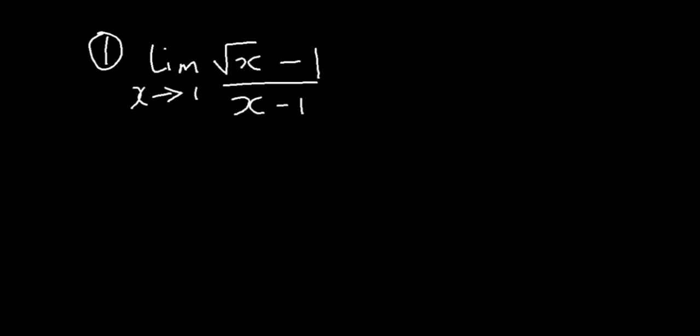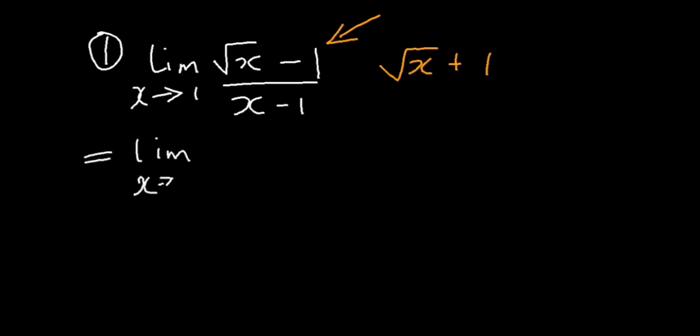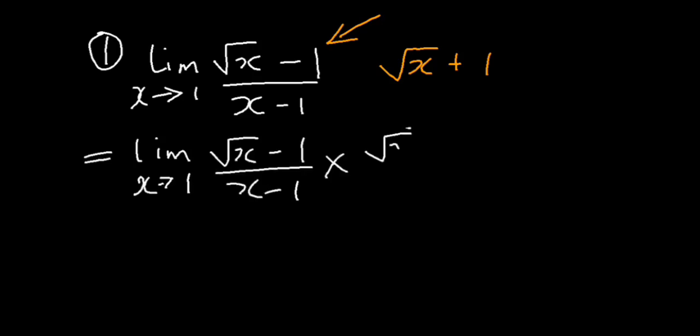When we have the limit when x tends to 1 of square root of x minus 1 over x minus 1, you can see that the numerator has a radical, so the conjugate for this will be square root of x plus 1. Now rationalize. So we have the limit when x tends to 1, square root of x minus 1 over x minus 1 times square root of x plus 1 over square root of x plus 1.